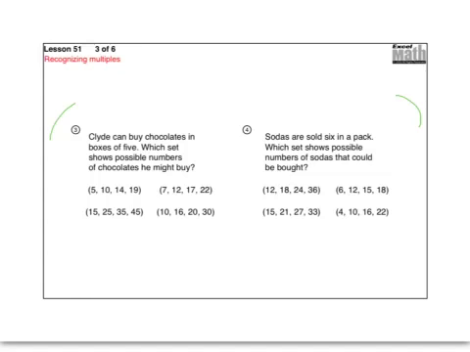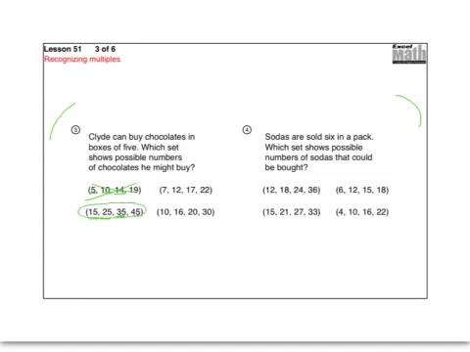Clyde can buy chocolates in boxes of 5. Which set shows possible numbers of chocolates he might buy? Well, could he buy 5? Yes, because he'd buy 1 box and you get 5. Buy 2 boxes and get 10. But if he bought 3 boxes, he'd get 15, not 14. So that one already doesn't work. If he bought 5 boxes, 5 times 5 is 25. 7 boxes would get him 35, and 9 boxes would get 45. So these are the correct answers here.